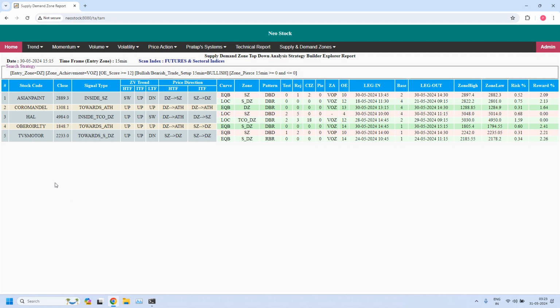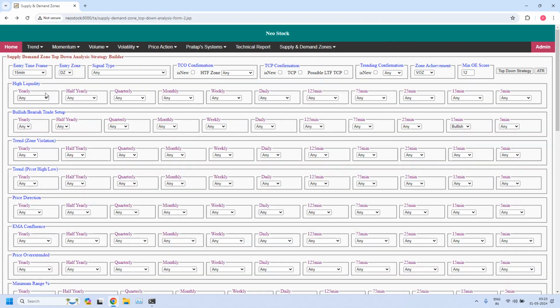Now let us generate the bearish trade setup. I'm going back. For daily income trade, the entry time frame is 15 minutes, but bearish trade setup entry zone should be supply zone. And also in bullish or bearish trade setup in 15 minutes, I'm changing the value to bearish. And the three filters we selected are now applied to 15 minute supply zone.